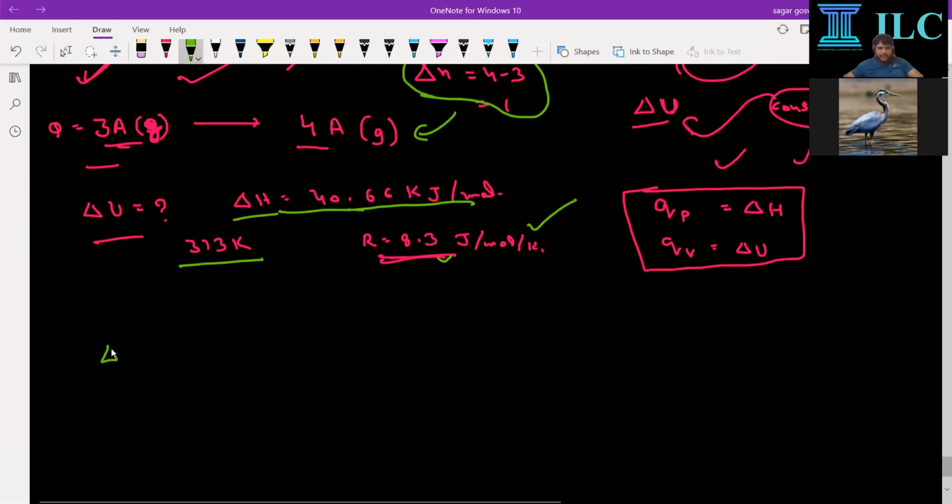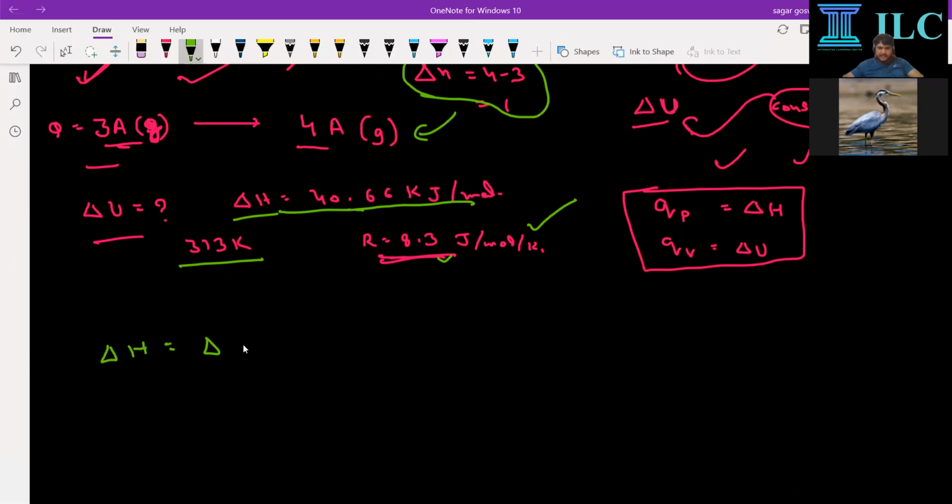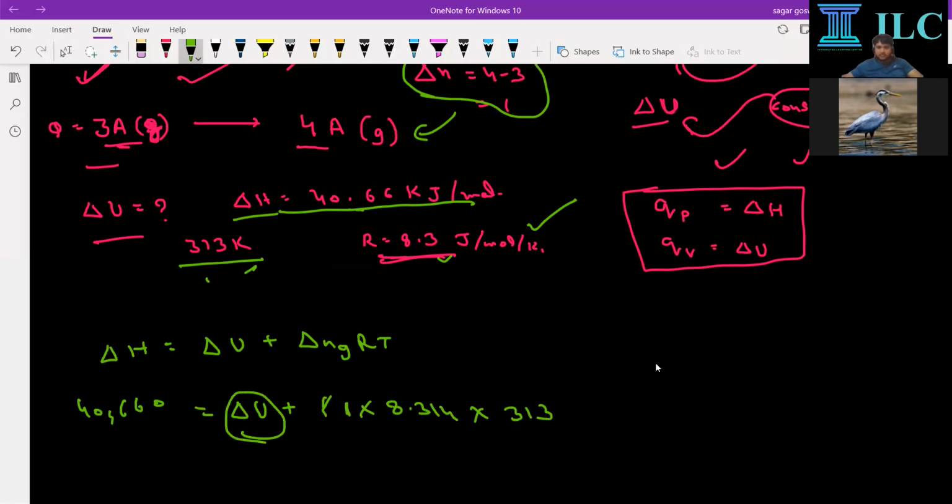Okay, one second. We know the formula delta H is equal to delta U plus delta nRT, right? Delta H is how much given to us? 40.66, but it is in kilojoule. So multiply by a thousand, it will become 40,660 joule per mole. Delta U we don't know. Delta n is 1. R is 8.314. Temperature is already given in Kelvin, 313. So you can find out the delta U now. It will become something like 37559 joule, I guess. Are you getting the same thing?